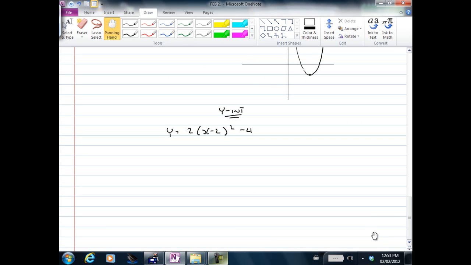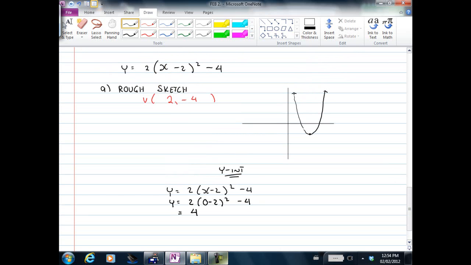Serena, what did you let x be? 0 is correct. So let's let x be 0. y equals 2(0 - 2)² - 4. Take a minute and multiply all this out and work it from here. If you did this correctly, you should have y equals 4. So which means my graph crosses the y-axis right around here. That's what that means. So that's 4 right there.